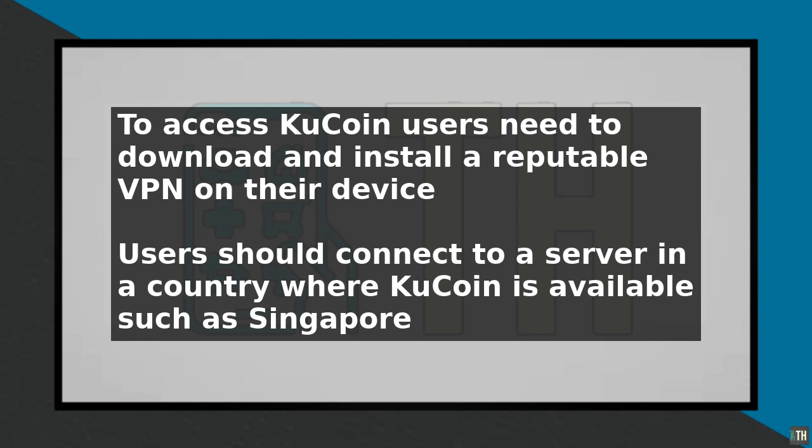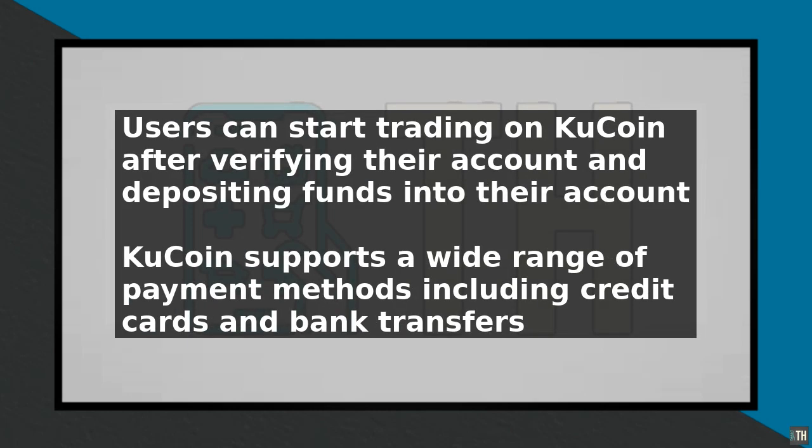Once you have verified your account, you can deposit funds into your KuCoin account. KuCoin supports a wide range of payment methods, including credit cards, bank transfers, and cryptocurrencies. You can also buy cryptocurrencies directly on the platform using a credit card or other payment methods.